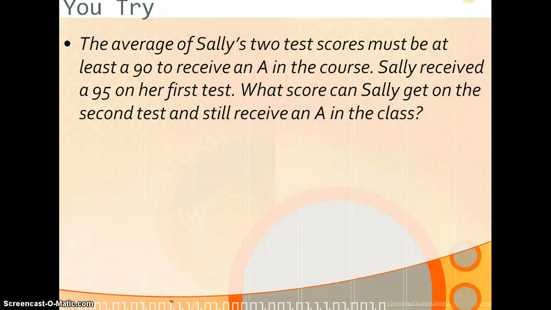So yours says the average of Sally's 2 test scores must be at least a 90 to receive an A in the course. Sally received a 95 on her first test. What score can Sally get on the second test and still receive an A in the class? Okay, so that's your you try.